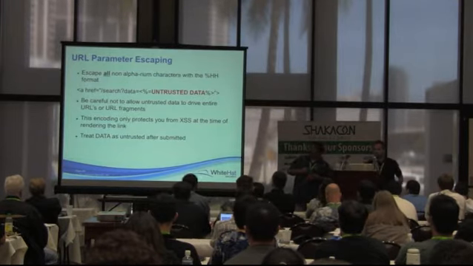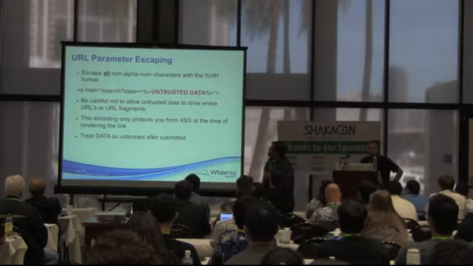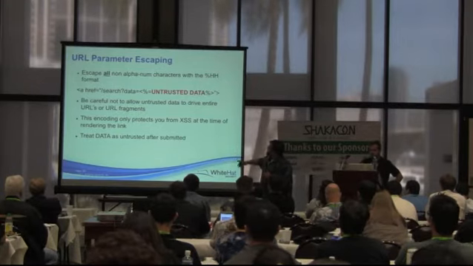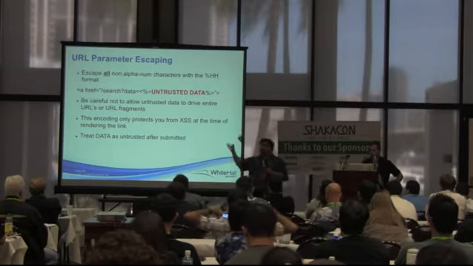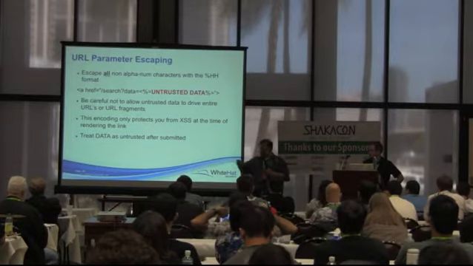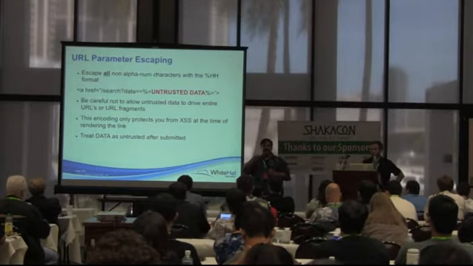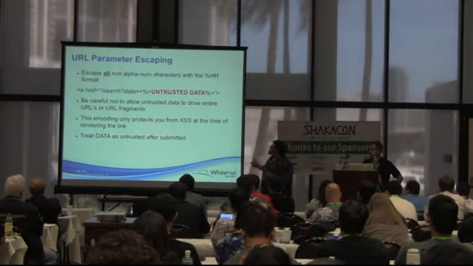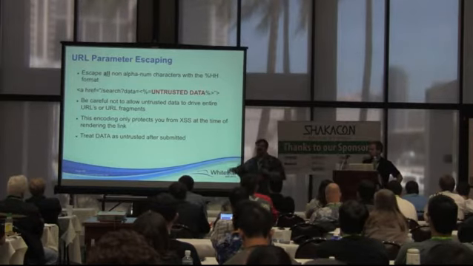URL parameter escaping. This is untrusted data in a URL. This is common in search features. You go to Google, you search, then they come back and say, your search results for the word Apple. Like if you say something like, Apple, I love Macs.